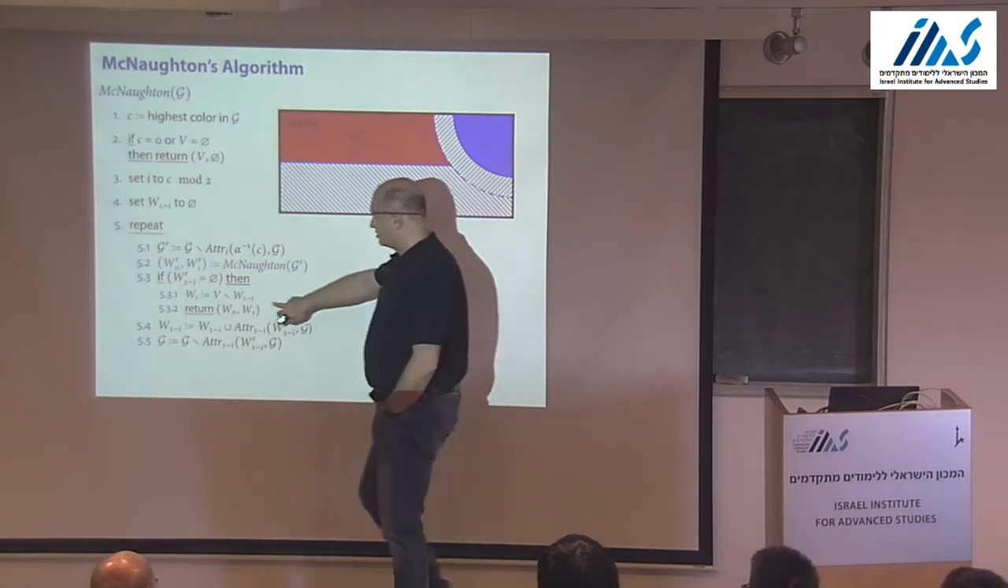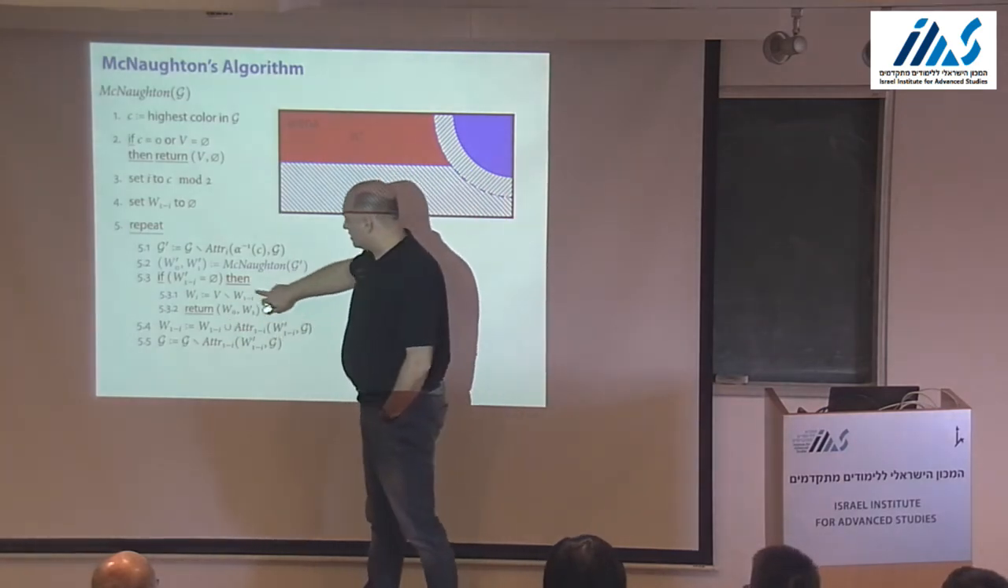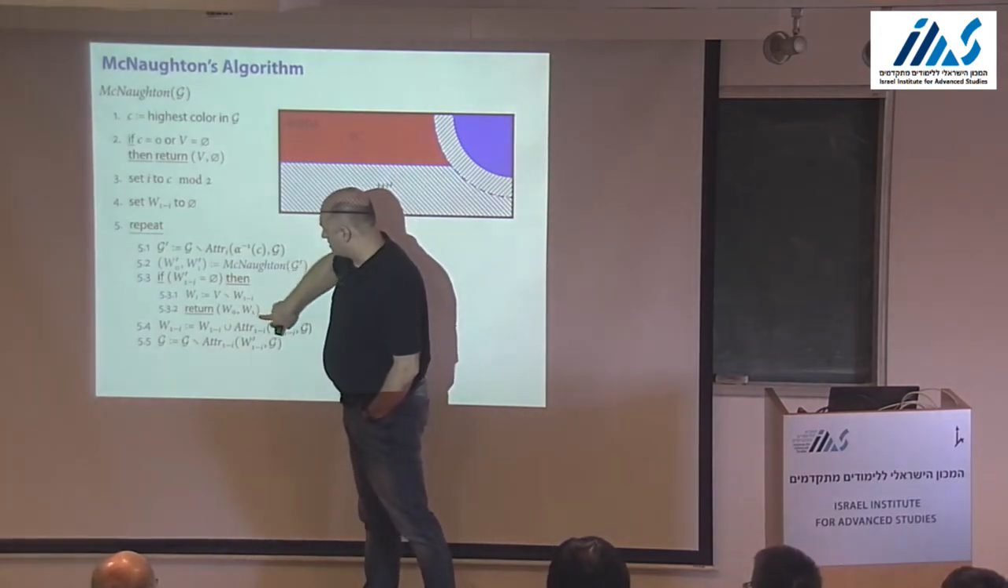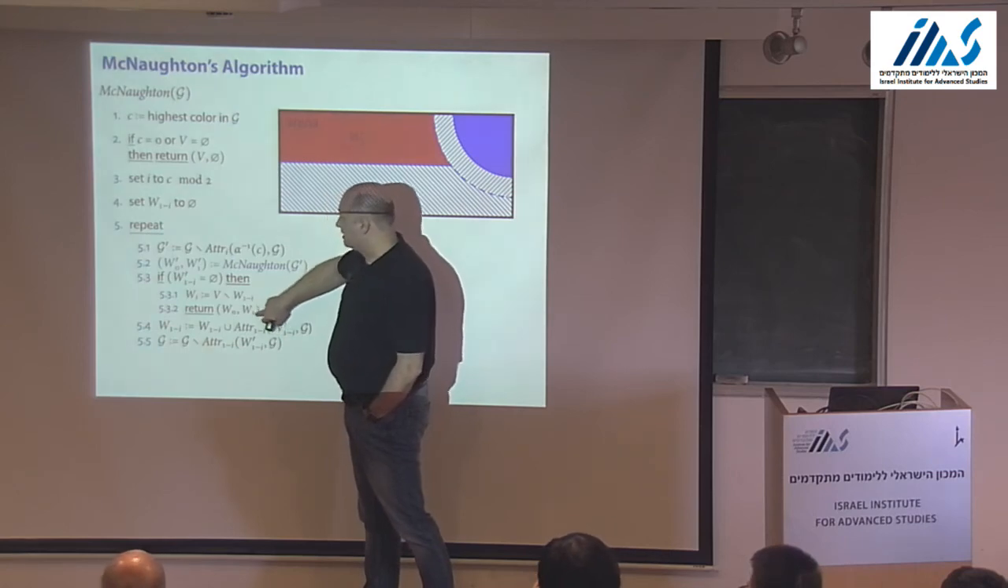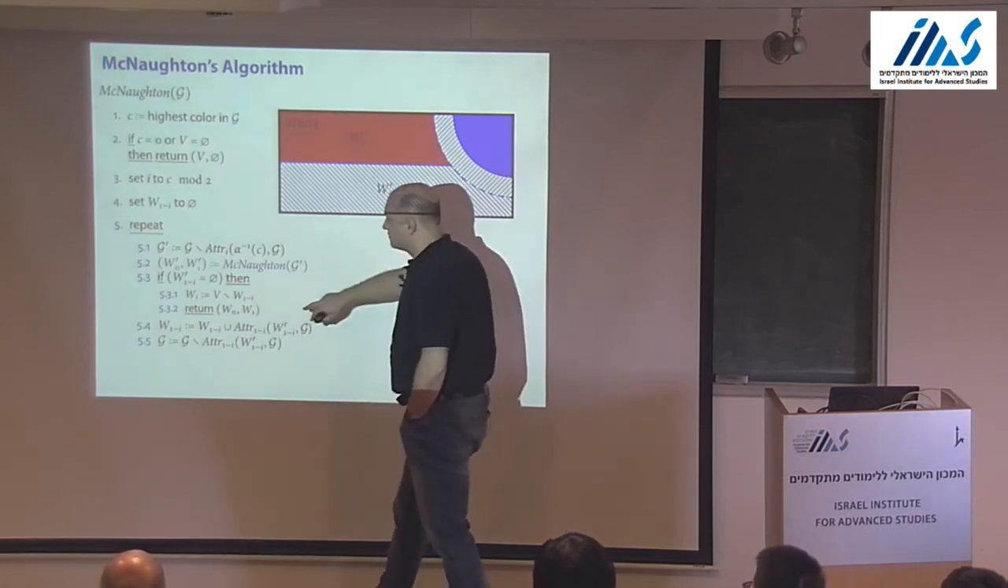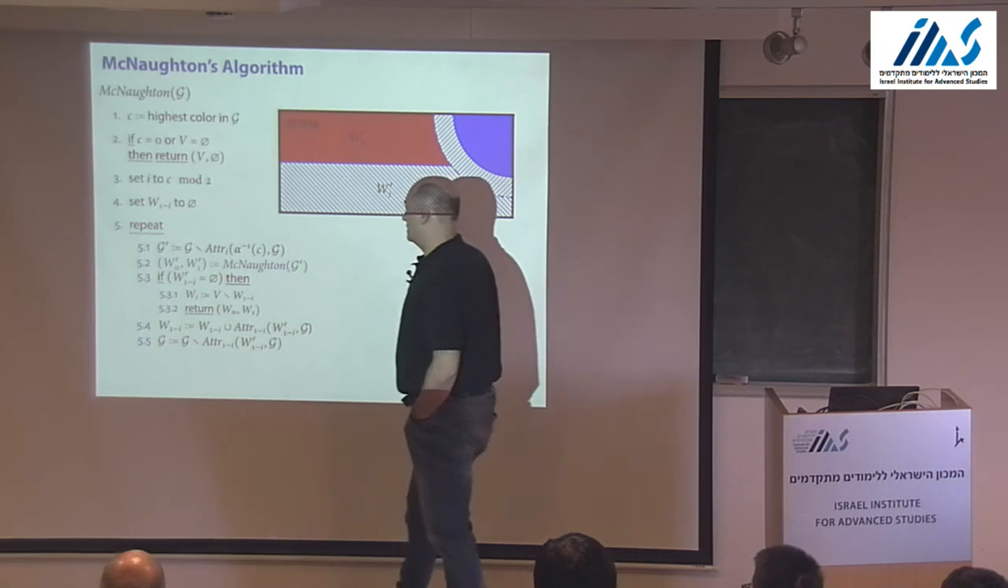So then we just return the result. And the opposing player has the winning states that we've collected so far, and we have the rest.